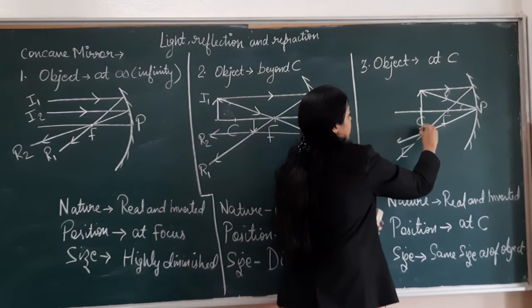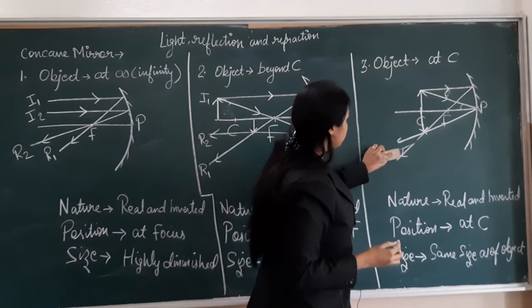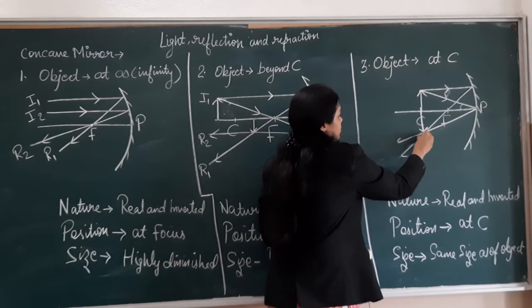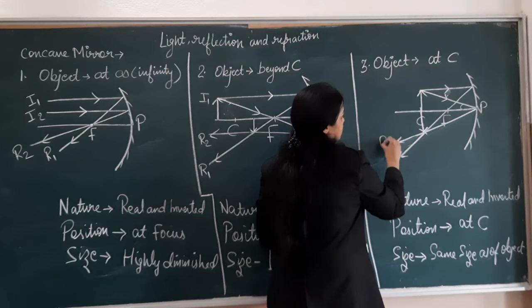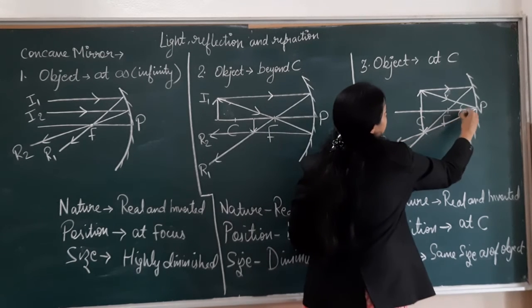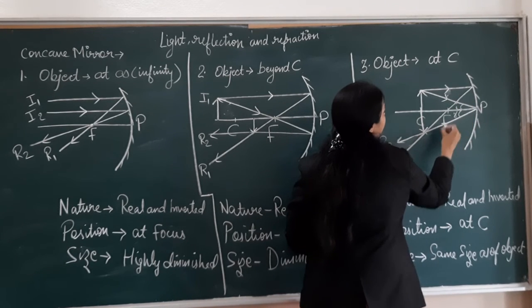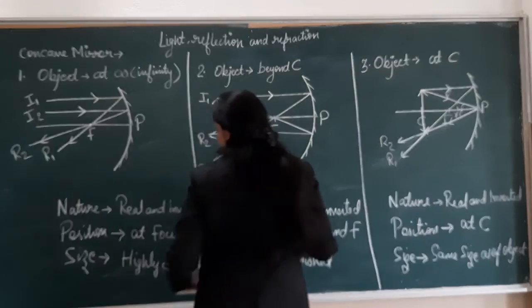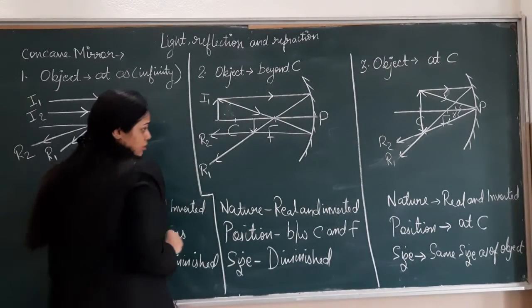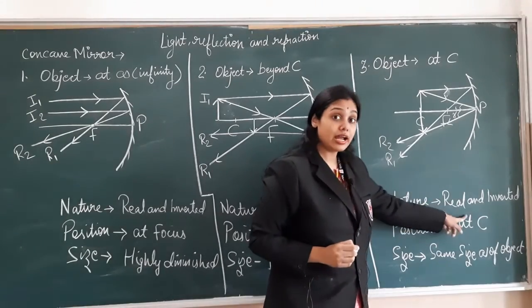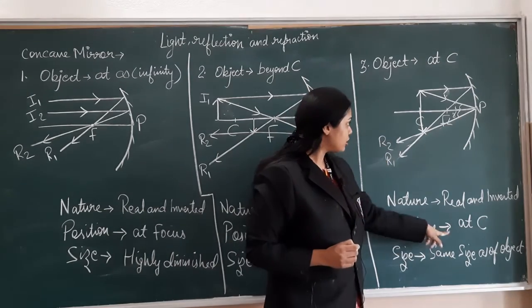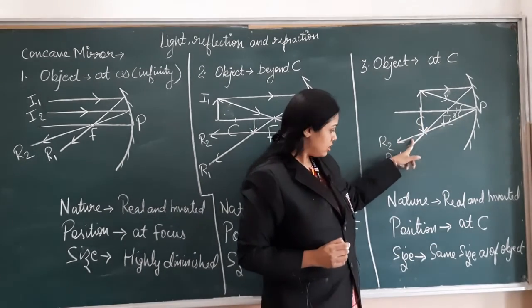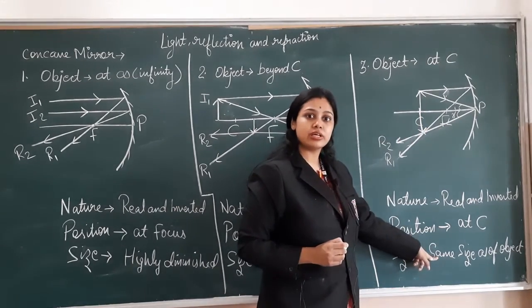So here a real image will form. These are the two reflected rays, first and second. This is angle I equals angle R. Now just see, the nature is real and inverted because the two rays are intersecting actually. Position is at C and size is the same as the object.